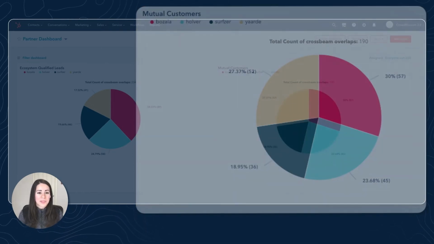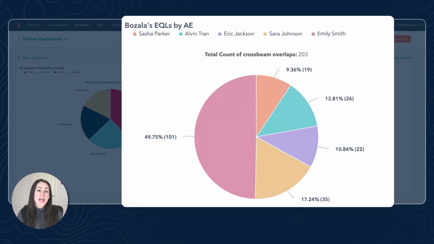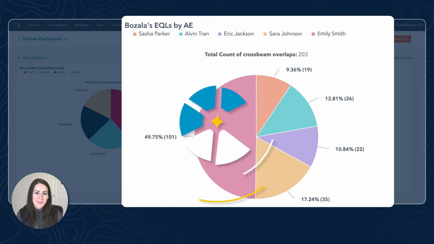The third report shows my overlaps for Bazala by account executives. Here I can help my account executives prioritize co-selling opportunities.